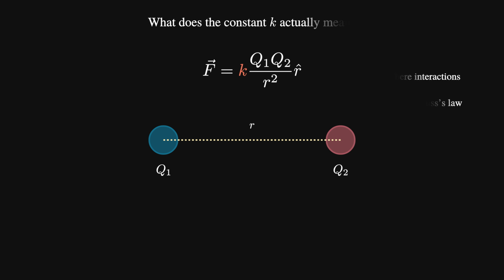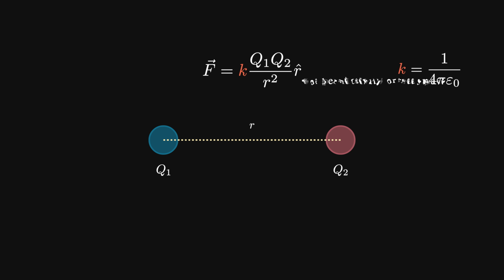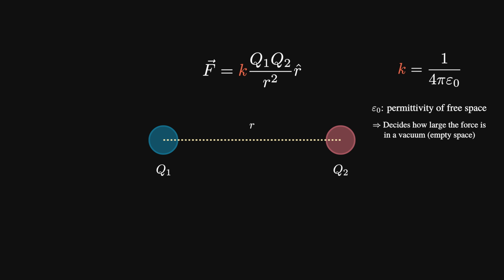It turns out that our constant k can be more generally written as 1 divided by 4 times pi times epsilon naught, where epsilon naught is the permittivity of free space. Epsilon naught is just another constant, but it has a far deeper significance. It is the measure of how easily electric fields can form in a vacuum. Vacuum is just a fancy word for empty space, and we'll talk about electric fields in the next lecture. But for now, you can think of epsilon naught as the constant deciding how large the force between two charges is in empty space.